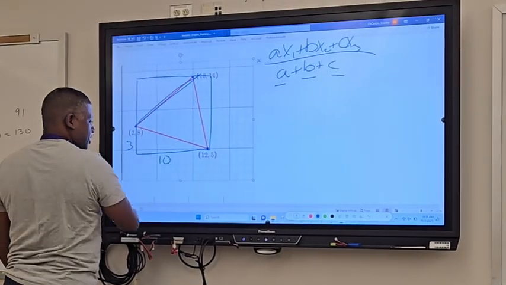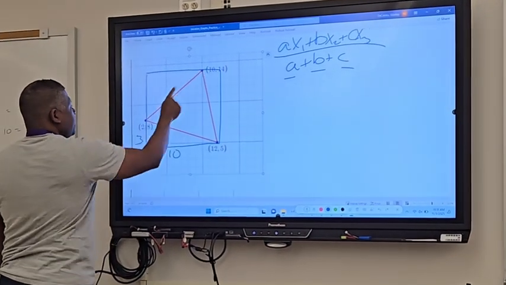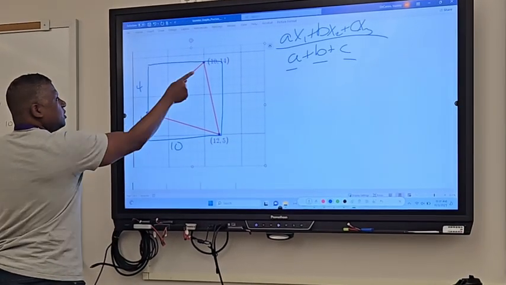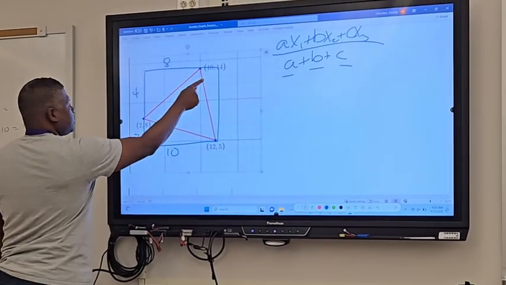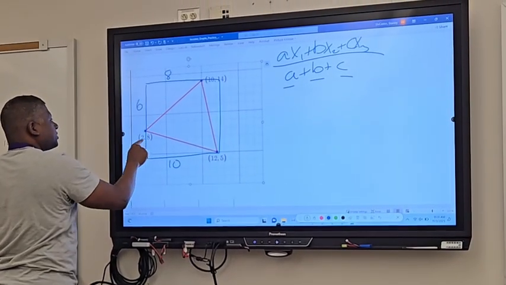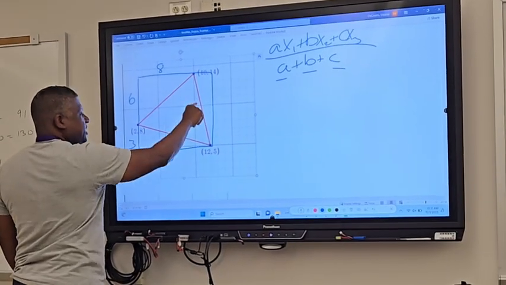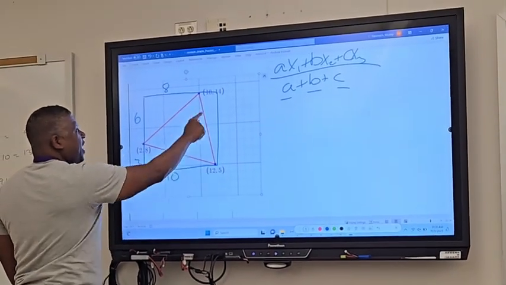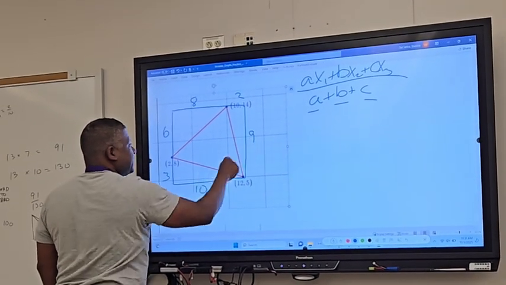For this length, I am going from 8 to 14, so I know I'm going up 6. 2 to 10 is going over 8. For the last side, 10, 14 and 12, 5: 10 to 12 is over 2. 14 to 5 is down 9.